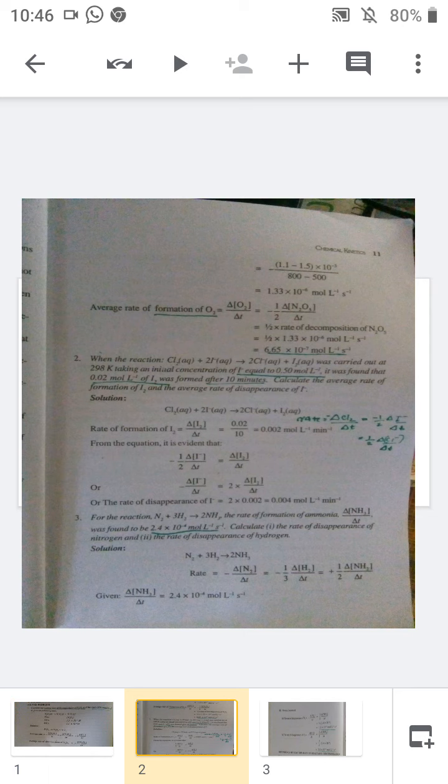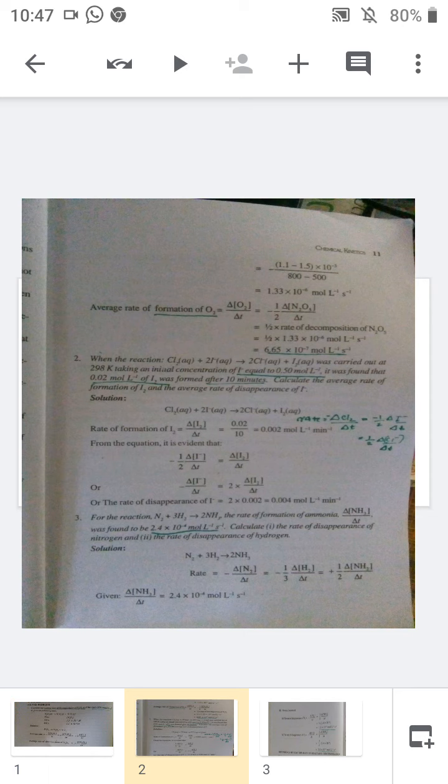And from the result, we can also find out the value of average rate of the formation of the oxygen, that's equal to delta O2 divided by delta T, that's equal to minus 1 by 2 into delta N2O5 divided by delta T. Always keep in mind that we should write the formation of the oxygen in terms of 1 mole. So that's why the equation becomes minus 1 by 2 into delta N2O5 divided by delta T. Then by direct substitution of the value, we will get the final answer as 6.65 into 10 to the power minus 7 mole liter inverse second inverse.